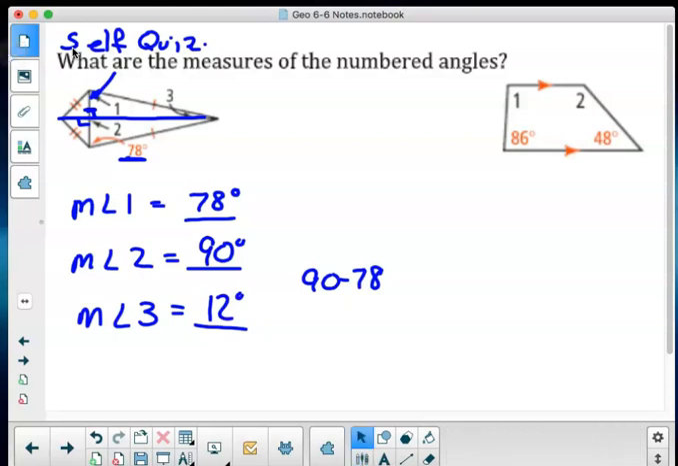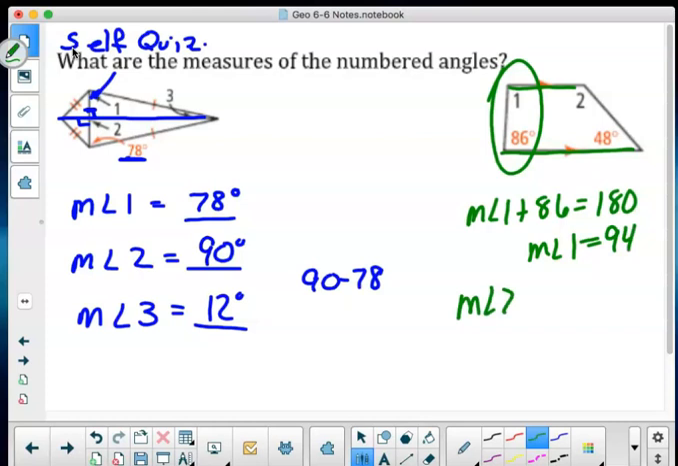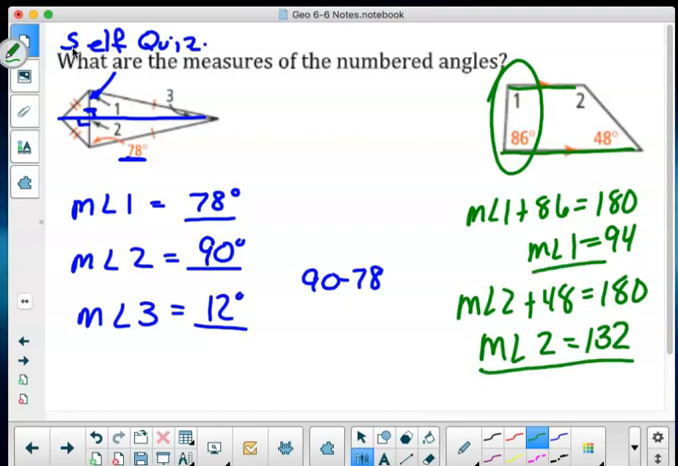Now, looking at our other shape, we have a trapezoid, and these are parallel lines, so consecutive same side interior angles, or consecutive interior angles, however you want to think about it, are supplementary. So the measure of angle 1 plus 86 is equal to 180. So the measure of angle 1 must be 94 degrees. The measure of angle 2 plus 48 is equal to 180. So the measure of angle 2 must be 132 degrees. So that's what we've got for those angles, and hopefully things went well.